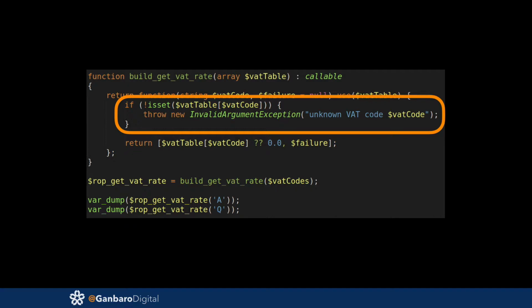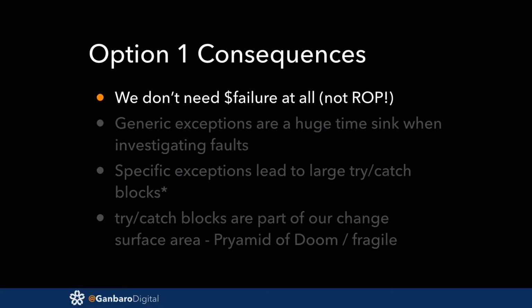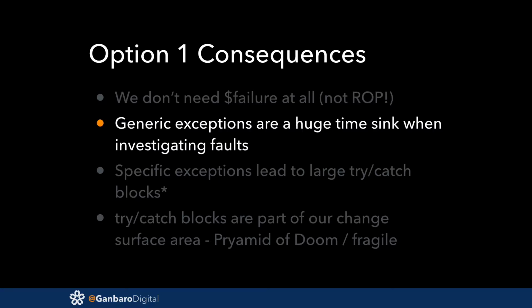Let's talk about that then. Let's talk about the consequences. The first consequence is we start throwing exceptions all over the place. We actually don't need ROP and this failure thing. We might as well get rid of it, throw the concept out the window, because we're not taking advantage of it. So we don't need it at all. We were saying ROP doesn't solve our problems. This is my thing against InvalidArgumentException.